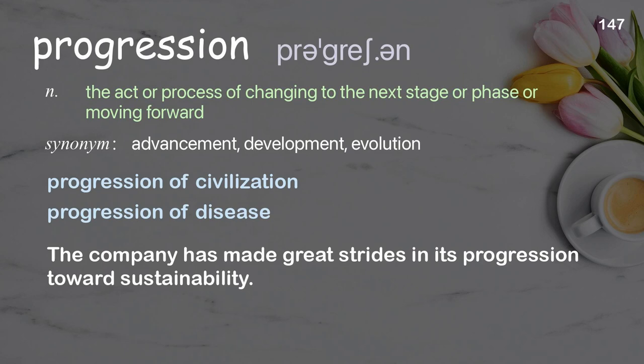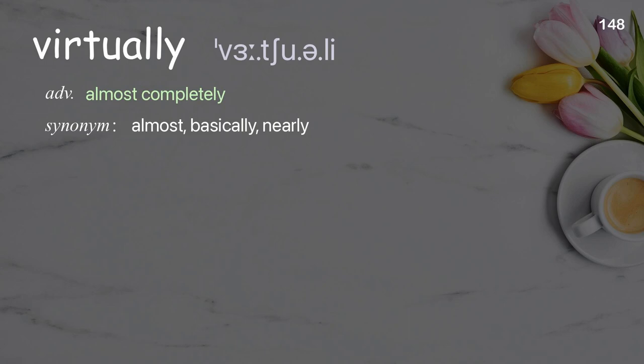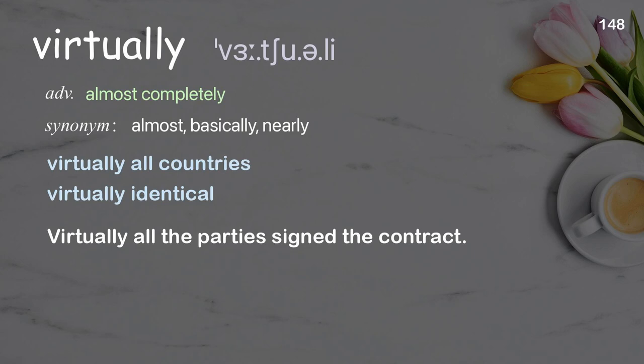Virtually. Almost completely. Examples: virtually all countries, virtually identical. Virtually all the parties signed the contract.